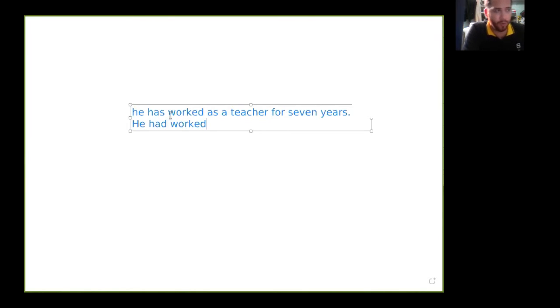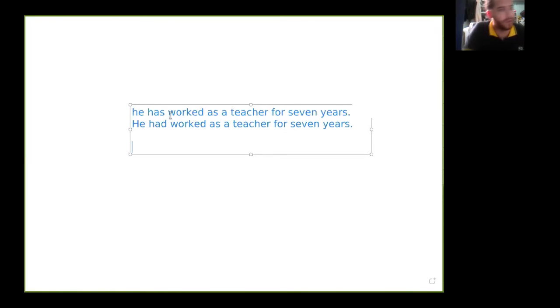Lembra que o verbo, como ele é regular, ele é igual o do passado. A forma do passado, mas a tradução é diferente. Se fosse no passado, seria trabalhou. Aqui é trabalhado, ele tinha trabalhado, tá? Porque está no particípio. As a teacher, como professor, por, e aqui o for, né, muito importante, 7 anos. Opa, for 7 years. Tem que ser a frase em inglês completa. For 7 years. Ok.